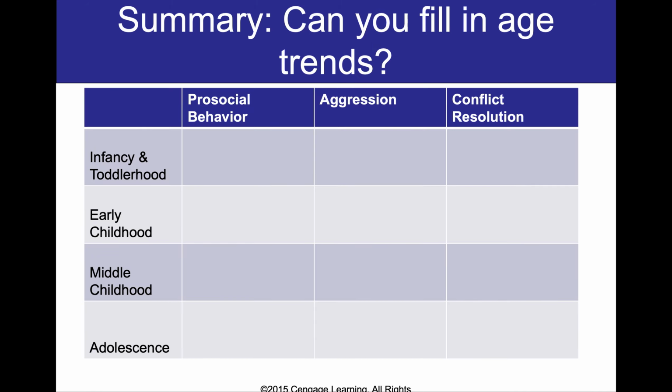Okay, these are the trends. Now, you've been working on your chart. You've been working on your behavior chart. Try to include some of the pro-social behaviors, the aggression and the conflict resolutions that you have seen in infancy and toddlerhood, early childhood, middle childhood, and adolescence in your chart.